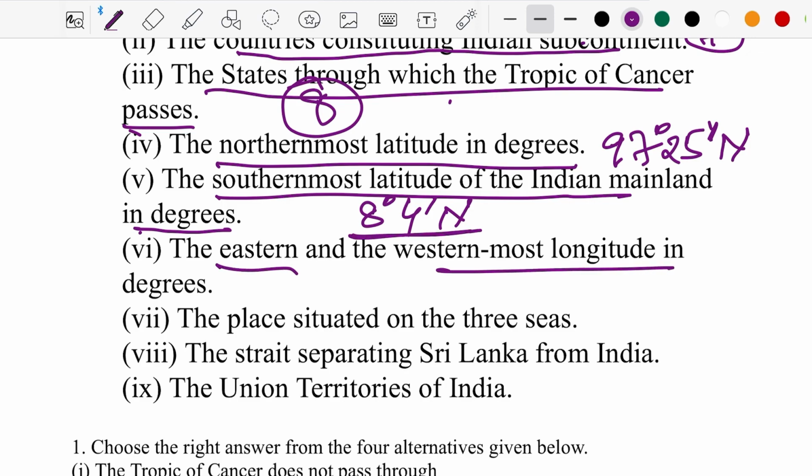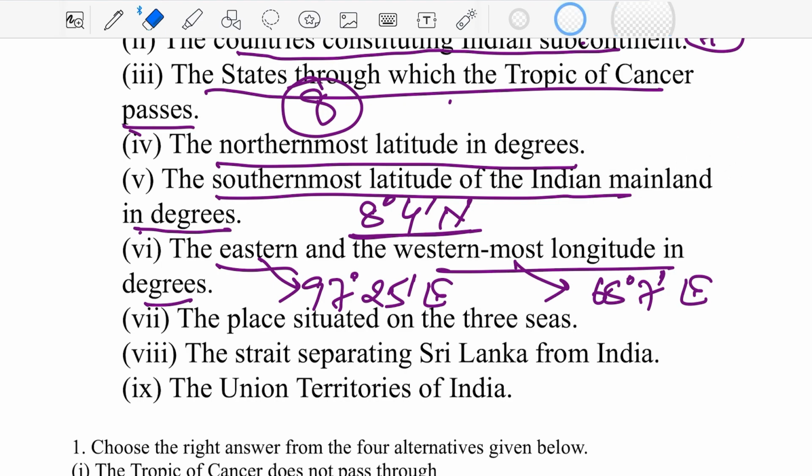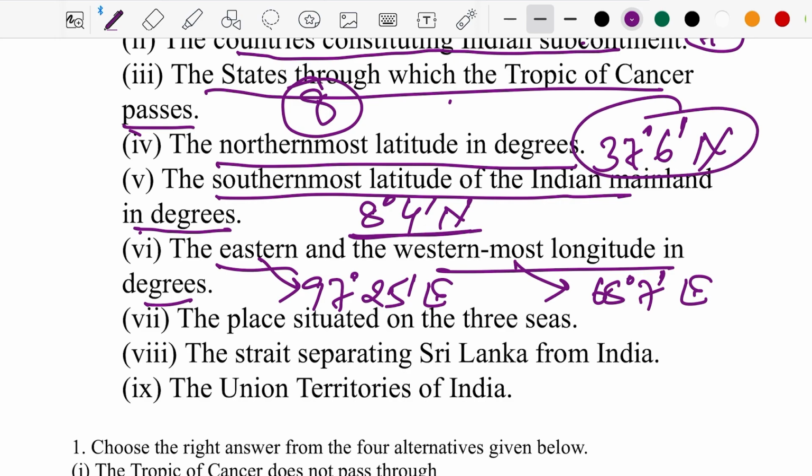Eastern and westernmost longitude in degrees. Eastern it is 97 degree 25 minute east, and the western it is 68 degree 7 minute east. Sorry, here it is incorrect. You can make it correct. The northernmost latitude is 37 degree 6 minute north. So this is right. The place that is surrounded by 3 seas, we call it a peninsula. I can say peninsular plateau, peninsula.